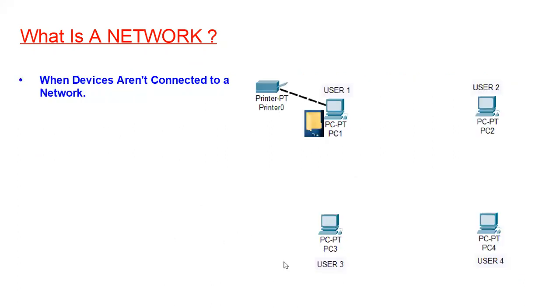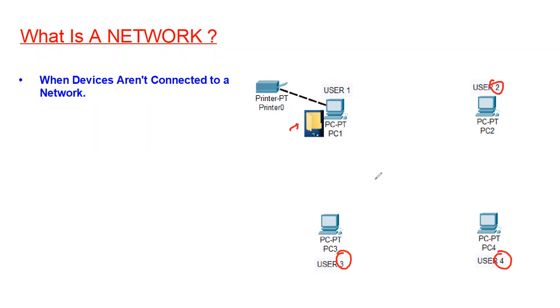So first we will see what will happen if the devices are not connected to any network. In this example, we have four PCs: PC1, PC2, PC3, and PC4. PC1 is used by user 1, PC2 by user 2, PC3 by user 3, and PC4 by user 4. Let us say PC1 has some files, and user 2, user 3, and user 4 need these files. All the devices are not connected to a network. So what is the solution?